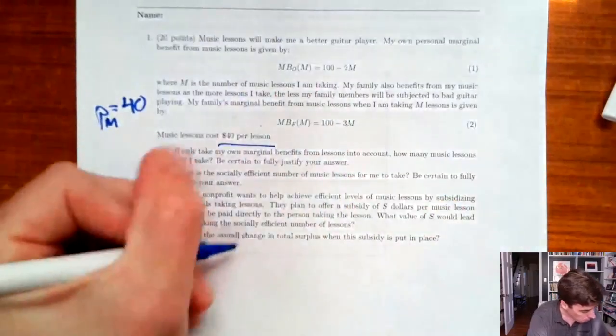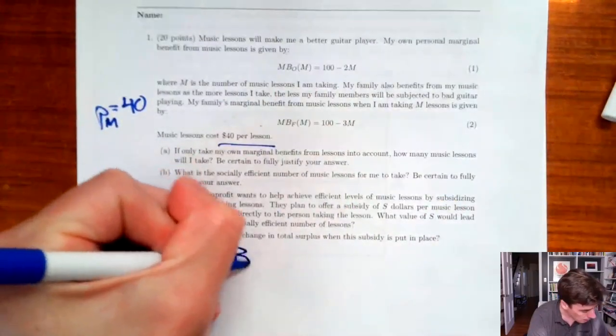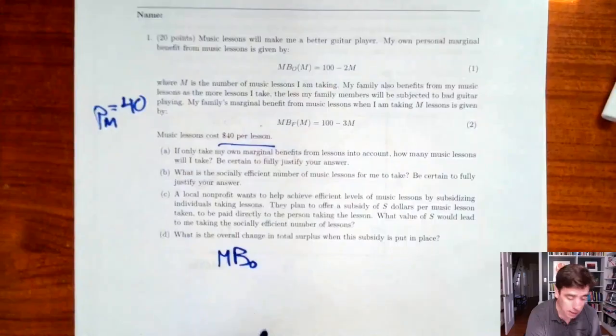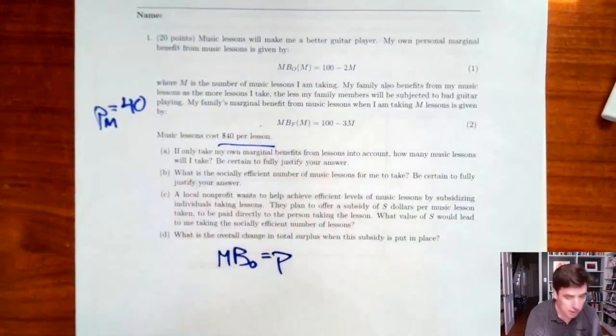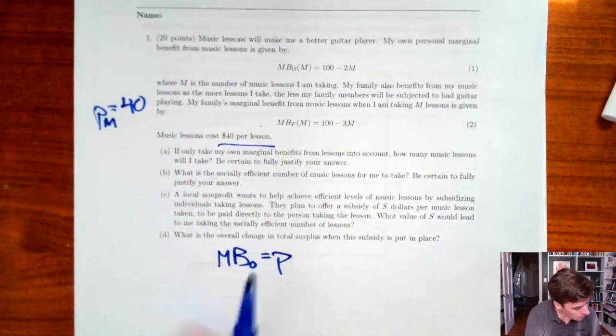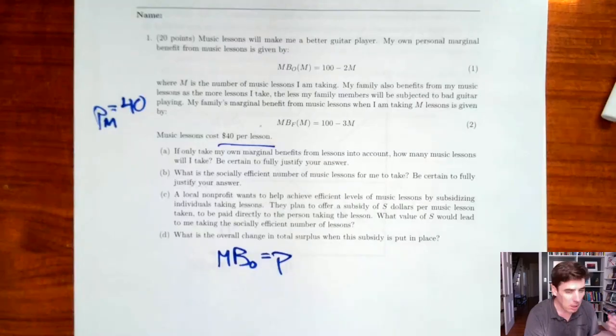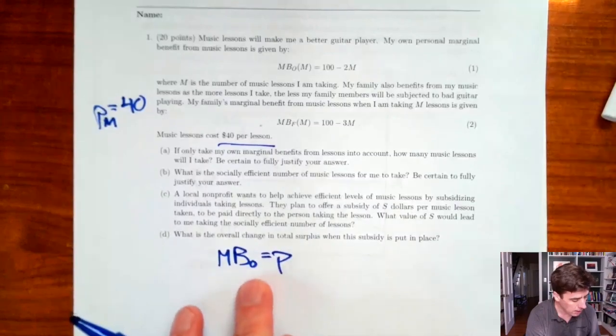So what am I going to do? I want to get lessons up to the point where the marginal benefit of that last lesson is just equal to the price I have to pay for it. If the marginal benefit were greater than that, I should go ahead and get that lesson. If it's less, then I'm paying too much and it's not worth it to me. So this is going to determine how many lessons I take.